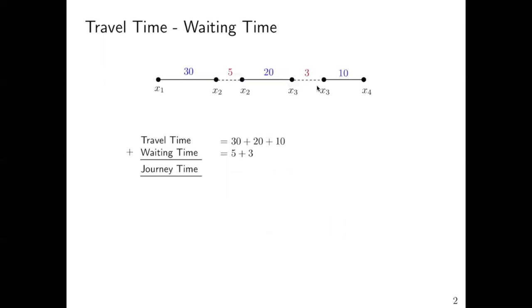Here we are going to define a few important terms such as travel time and waiting time. Consider there is a journey from x1 to x4 using this temporal graph or public transportation. The amount of time that we spend in a vehicle is referred to as travel time. The amount of time that is spent at intermediate stations is called waiting time. The summation of travel time and waiting time is referred to as journey time.